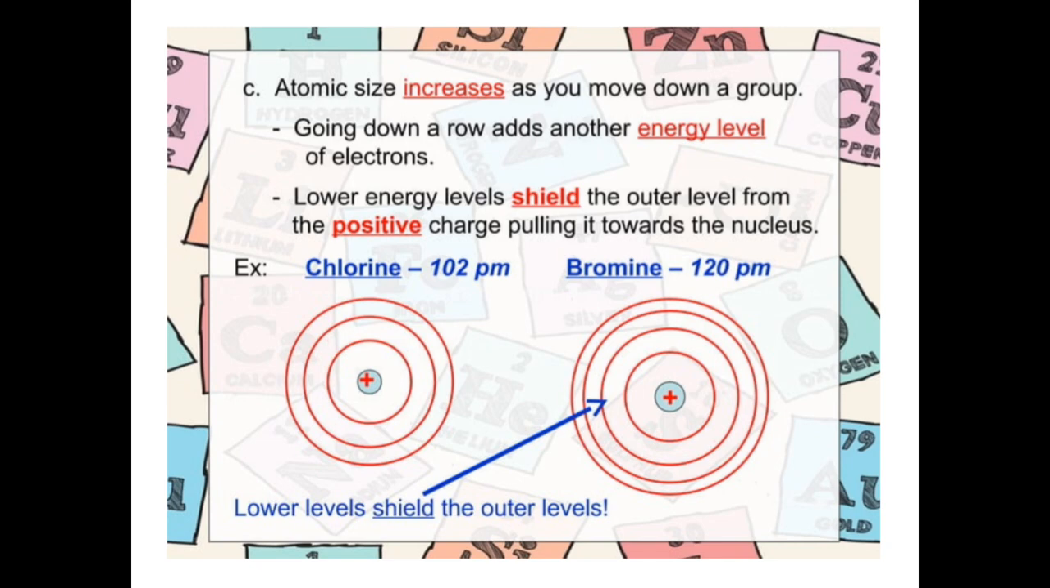Now the inner electrons, like the 2, 8, 8, will shield the outer electrons from interacting with the nucleus, because the further they move from the nucleus, the lesser the nuclear interaction or effective nuclear charge. So the inner energy levels shield the outer energy level from the positive charge of the nucleus, and do not allow it to be pulled towards the nucleus. This shielding or screening effect of the inner electrons on the outer electrons causes the atomic size to increase.